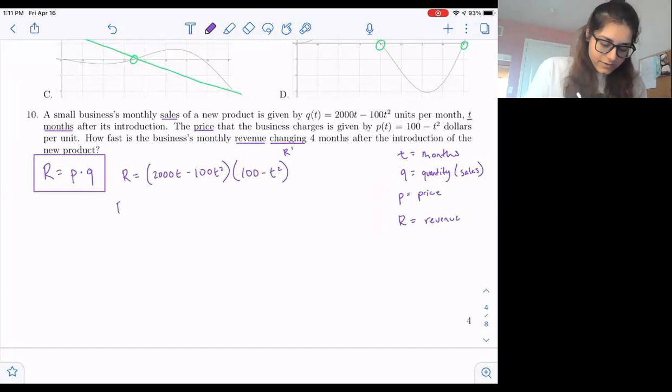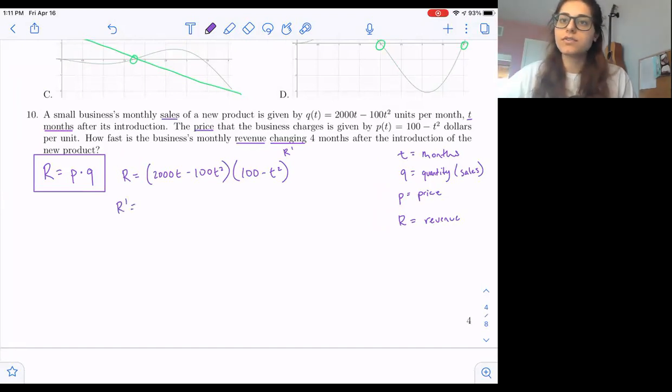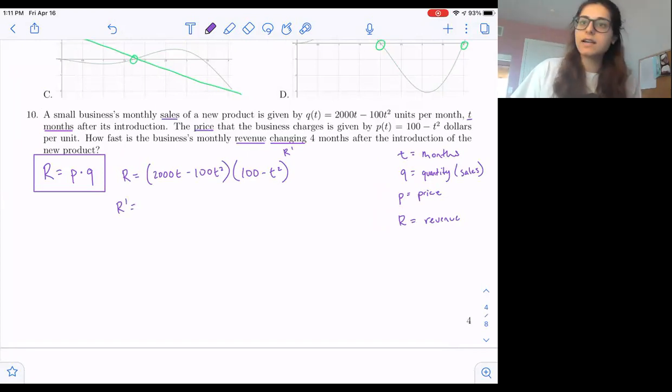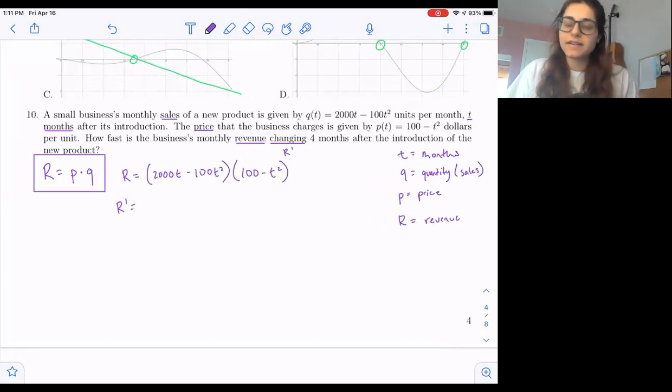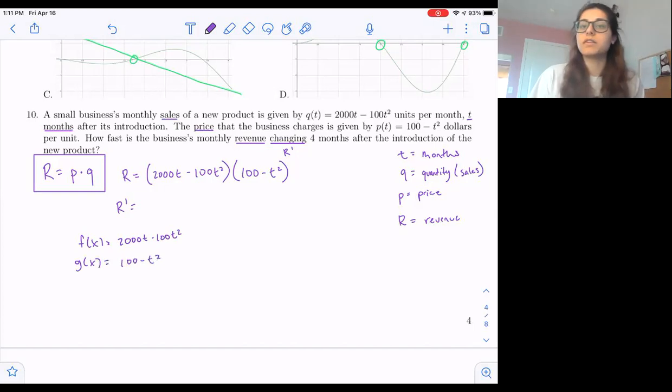Two ways to do this. You can simplify R by distributing and getting a long expression and then taking the derivative, or you can use the product rule. I'll use the product rule so we can get some practice. So we will have f of x and g of x. F of x, I'll make the first one. G of x, I'll make the second one. We'll want to find f prime and g prime.